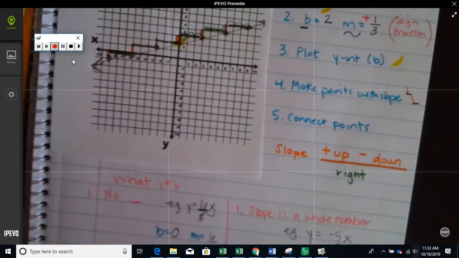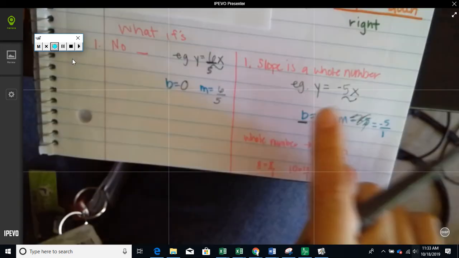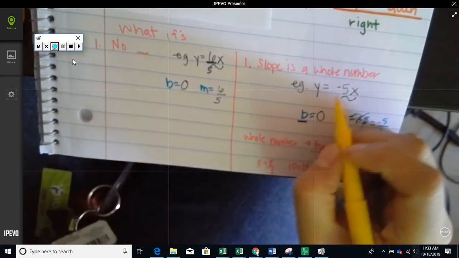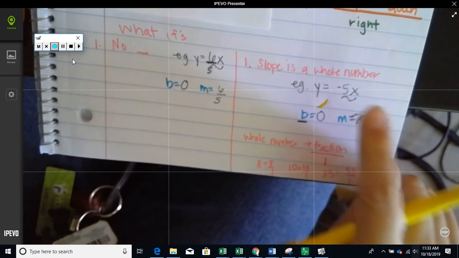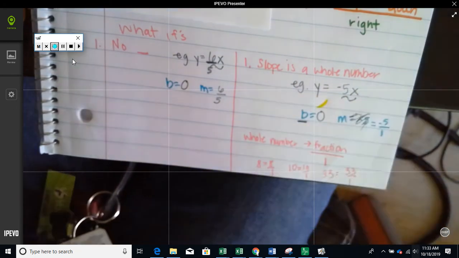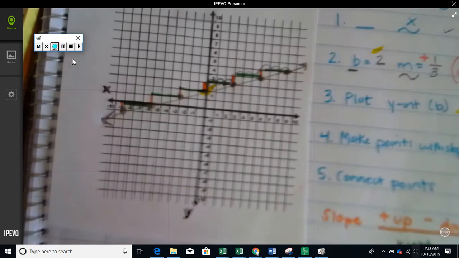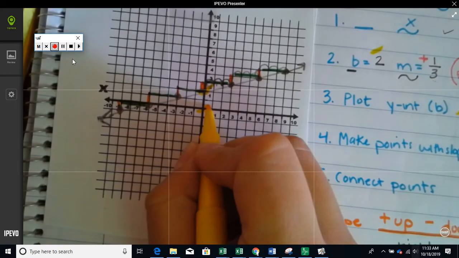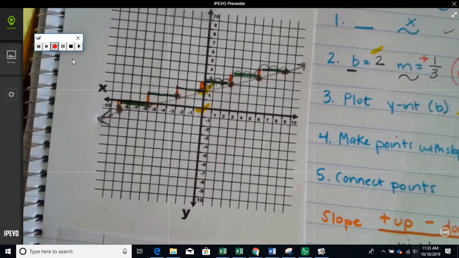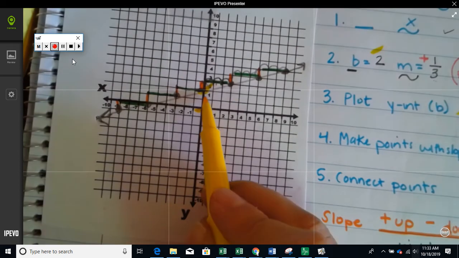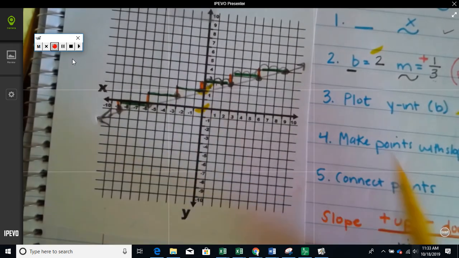So let's graph this one. So the banana is at 0. The banana is at 0. Why? Because there's not an underline. There's not a number there. So go up to the top. Put the banana at 0. That's 0 right there. How do I know? Because that's 1. That's 0.